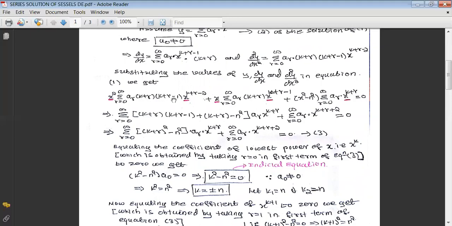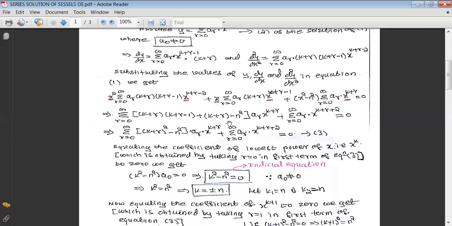Among the first term, second term, and the term resulting after multiplication, the fourth term results. Combining the first, second, and fourth terms, we can write by taking a_r x raised to k plus r as common, we get the summation as it is. Then we have taken a_r and x raised to k plus r as our common term. Here we are left with (k plus r)(k plus r minus 1), and in the second term we are left with k plus r.